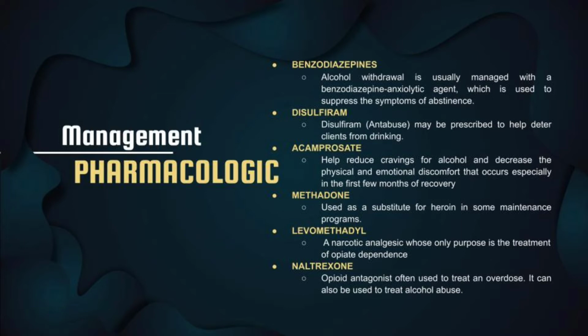Fourth is methadone. Methadone is used as a substitute for heroin in some maintenance programs. Fifth is levomethadyl. Levomethadyl is a narcotic analgesic whose only purpose is the treatment of opiate dependence. And last is naltrexone. Naltrexone is an opioid antagonist often used to treat an overdose. It can also be used to treat alcohol abuse.